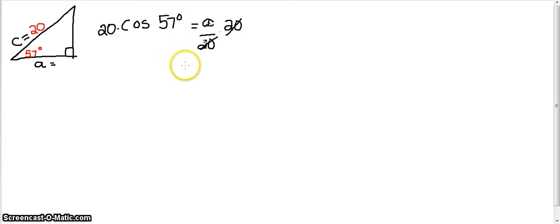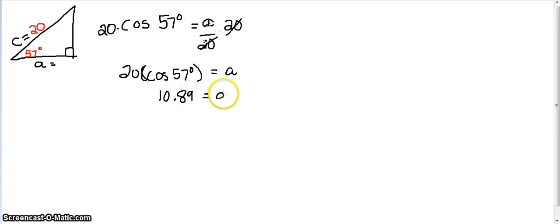So I'm left with 20 times the cosine of 57 degrees is equal to A. If we punch that in on the calculator and round to the nearest hundredth, we end up with 10.89 is equal to A. So we can come up here and put that value in. We know that this is going to be 10.89.